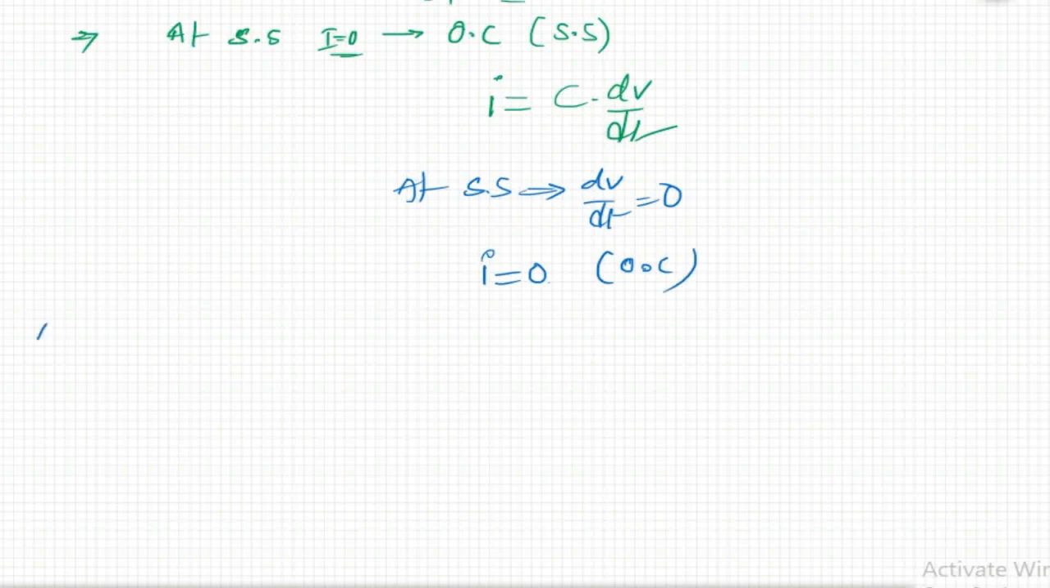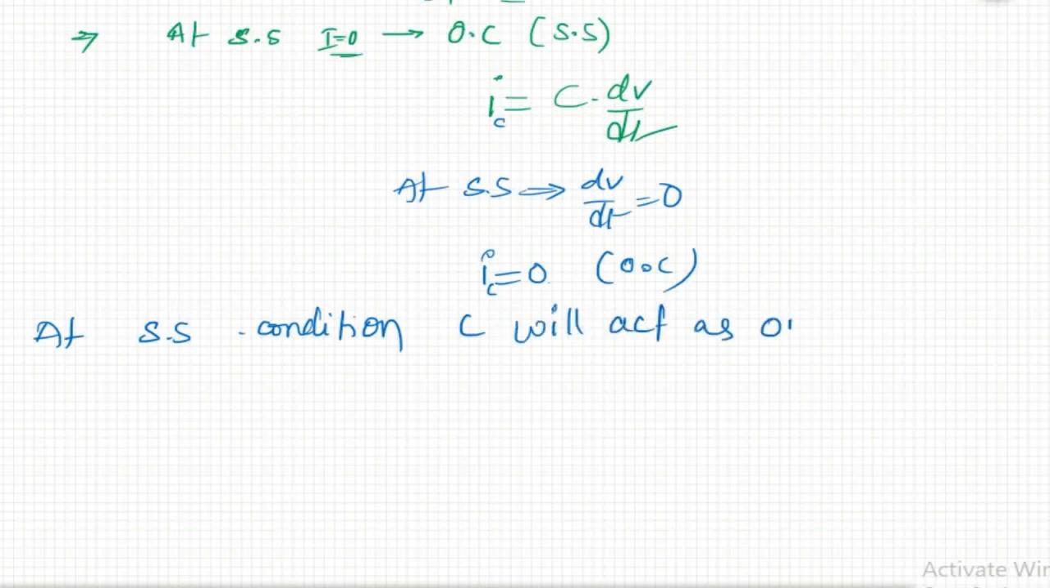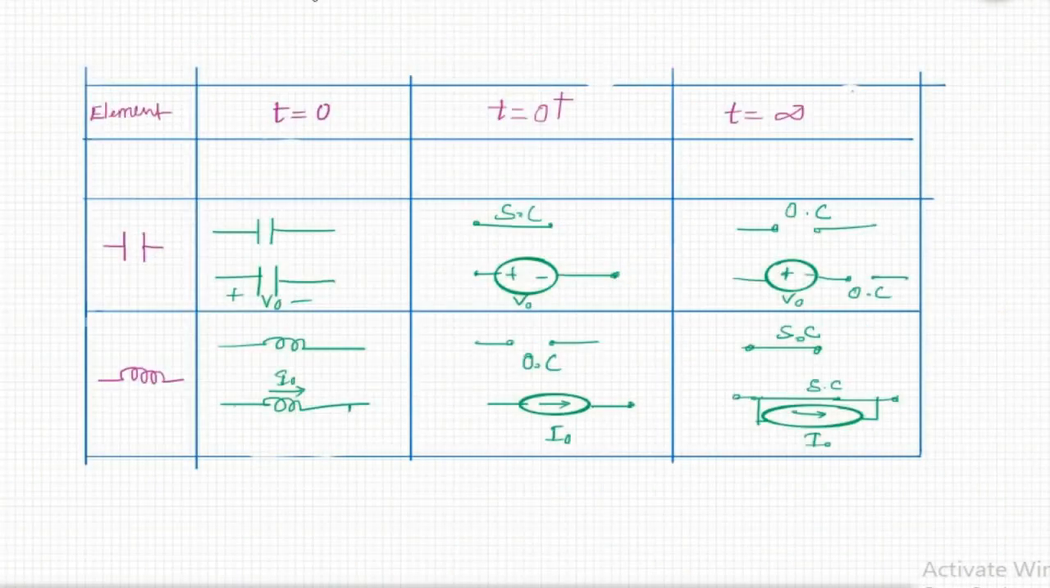That means at steady state condition, this I is nothing but the current through the capacitor, right? So the capacitor will act as an open circuit. So this is important. Let me conclude the overall conditions here. Let us summarize.